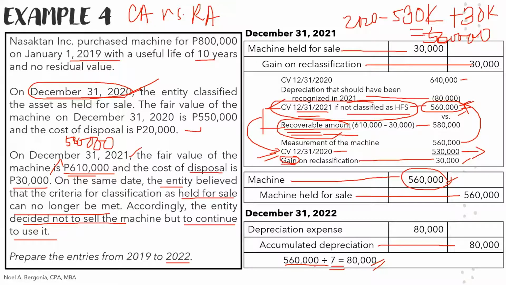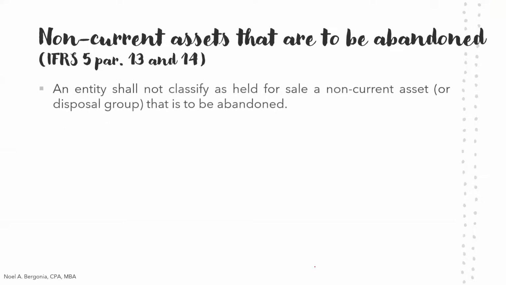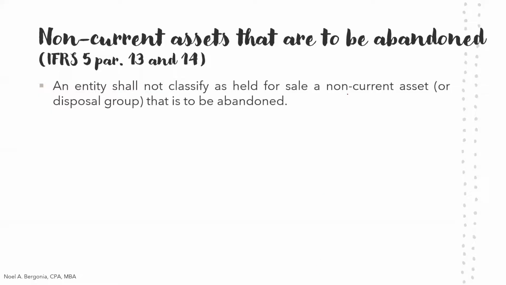So continue lang po. So just in case, no, okay, in paragraph number 13 and 14 of IFRS number 5, there were provisions, no, about non-current assets that are to be abandoned. Hindi lang pala love life ina-abandon. Non-current assets din pala. Corny ni sir, no? Pero anyways, ano nga bang gagawin pag it's abandoned already? So an entity shall not classified as held for sale yung isang non-current assets or disposal group to be abandoned.